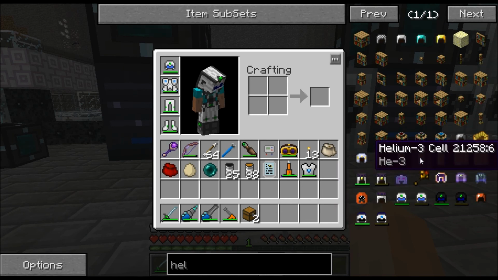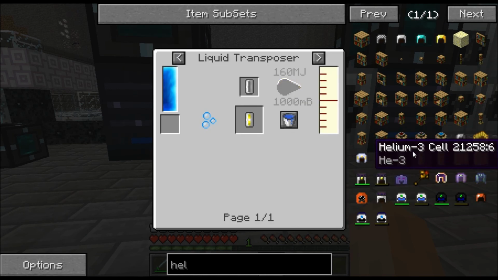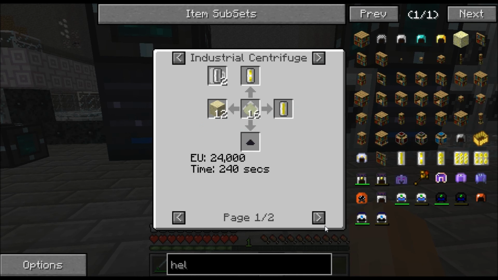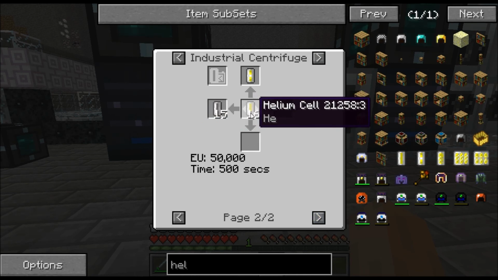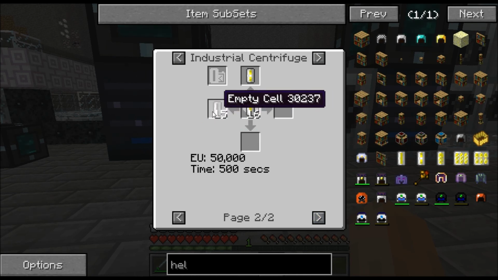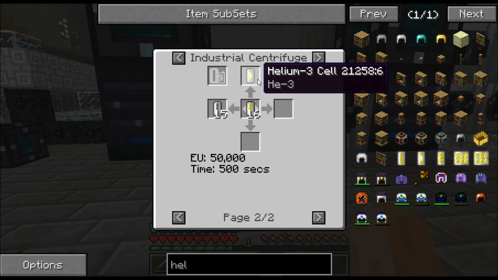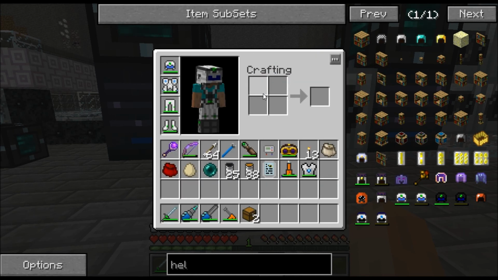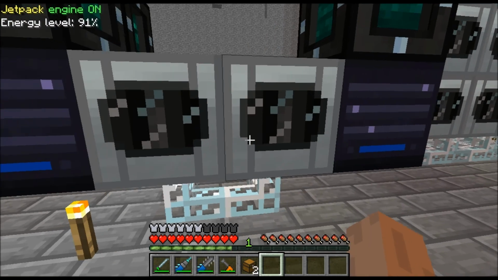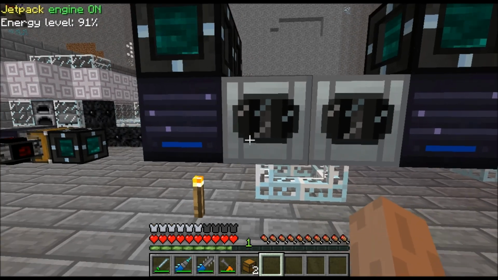helium takes 16 helium cells, and then you get 15 of those cells back, which you can then recycle into the system for making more deuterium and tritium. And then you get 1 helium-3 cell. So every time these fill up, I get 4 helium cells.